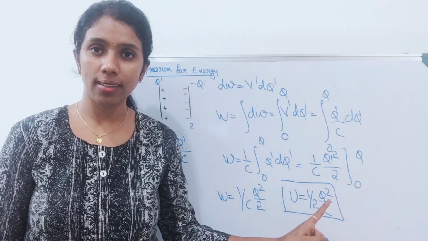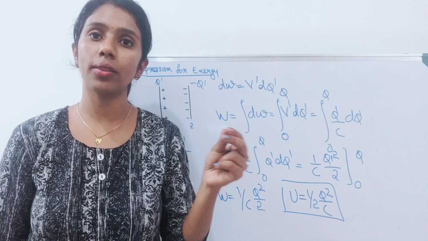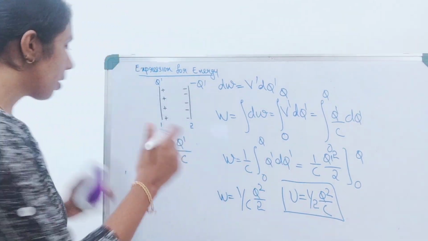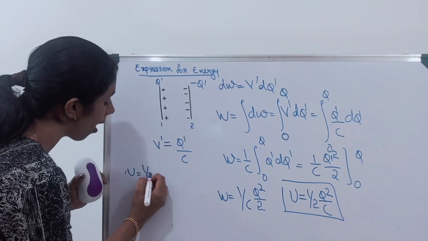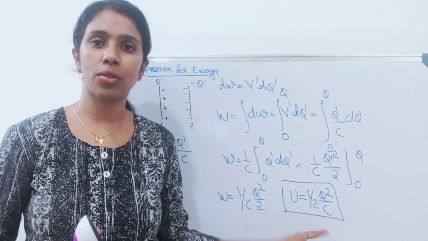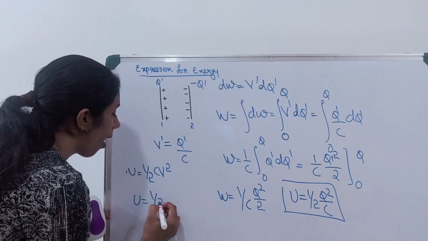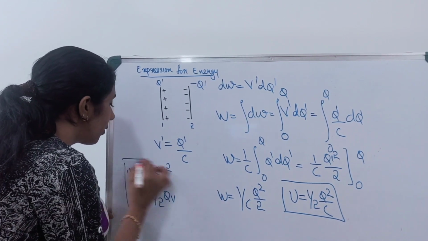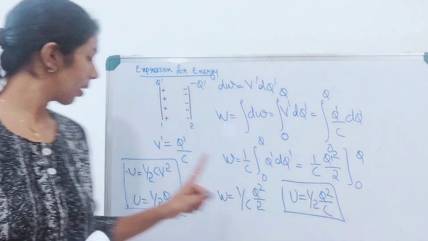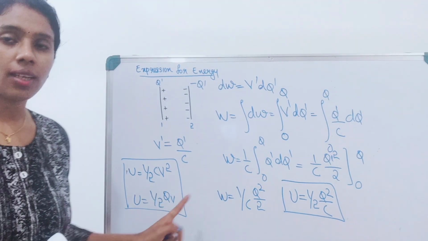This equation for energy, if you want, you can substitute Q as C into V. Q is equal to C into V. So instead of Q square, you can substitute CV the whole square. So the equation becomes U is equal to half CV square. Similarly, instead of C, we can substitute Q by V. So the equation becomes U is equal to half QV. So we got three equations for energy: U is equal to half Q square by C, U is equal to half CV square, and U is equal to half QV.